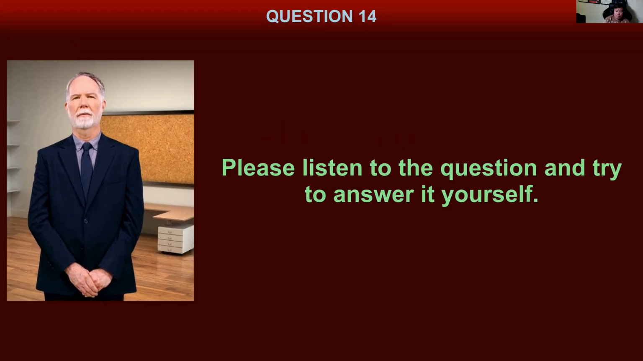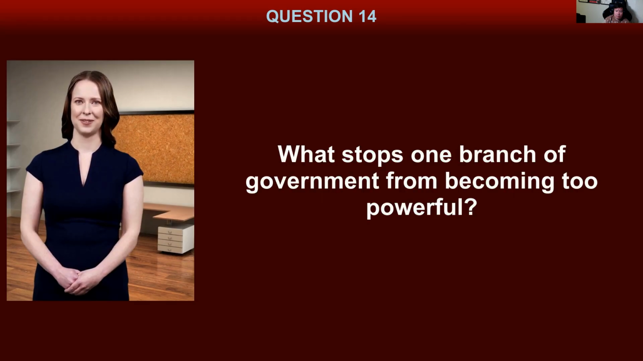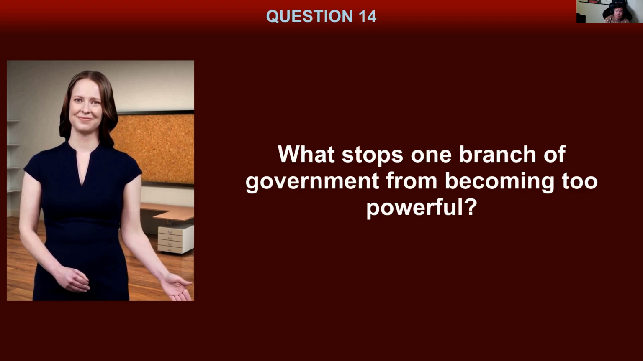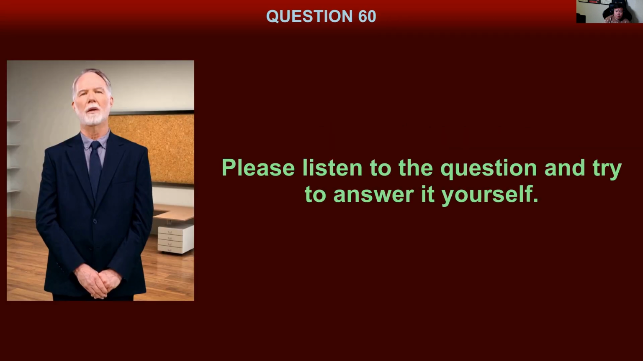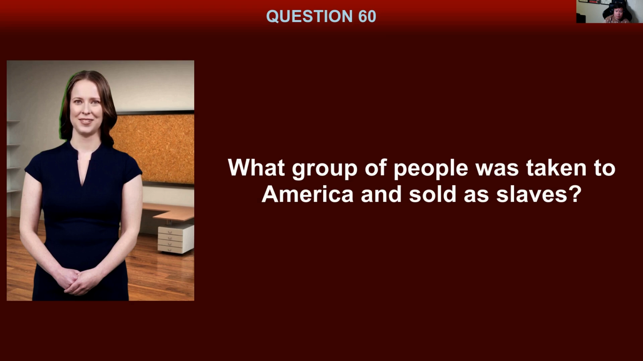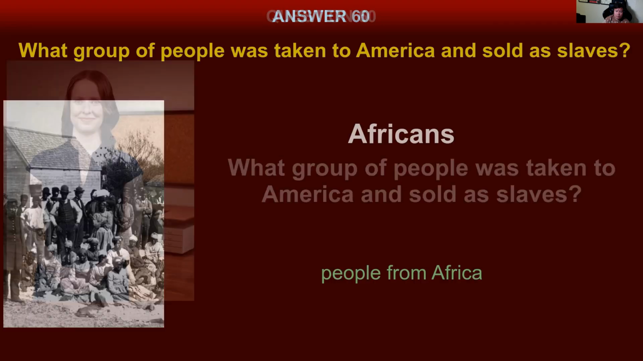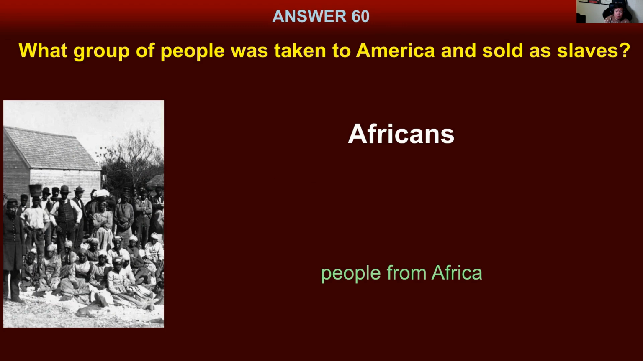What stops one branch of government from becoming too powerful? Checks and balances. What group of people was taken to America and sold as slaves? Africans.